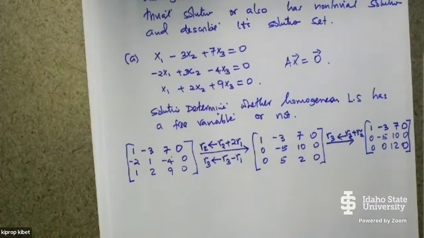Wouldn't it be -3 in that second row? If it's 2 times R1, it'd be -6. Oh, never mind, I misread. Okay.